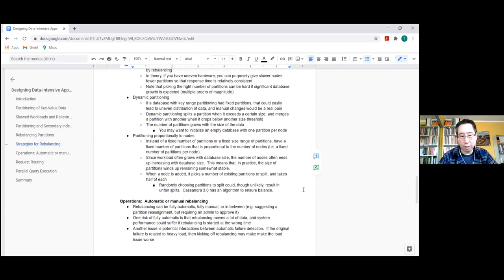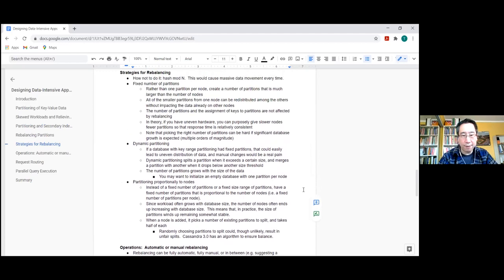So those are three different approaches: just having a fixed hard-coded number of partitions, expecting that you have enough that you can just spread them out evenly amongst your different servers. You can split them, or you can use this clever thing of a fixed number per the number of servers you have.